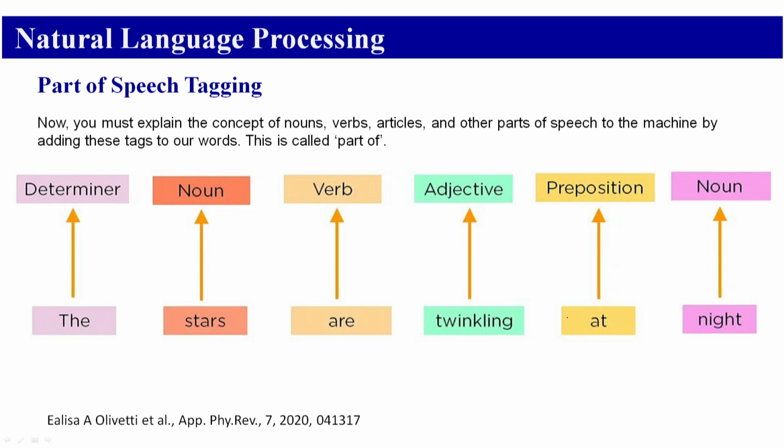Obviously you have to do parts of speech tagging, otherwise how will you analyze a sentence? Whether it is a determiner, noun, verb, adjective, preposition, conjunction, exclamation, you have to know everything. So you must explain these words. Like here: the stars are twinkling at night. There are 2 nouns, stars and night. The verb is are, the adjective is twinkling, the preposition is at, right? So therefore we can tag each of these with a part of speech.